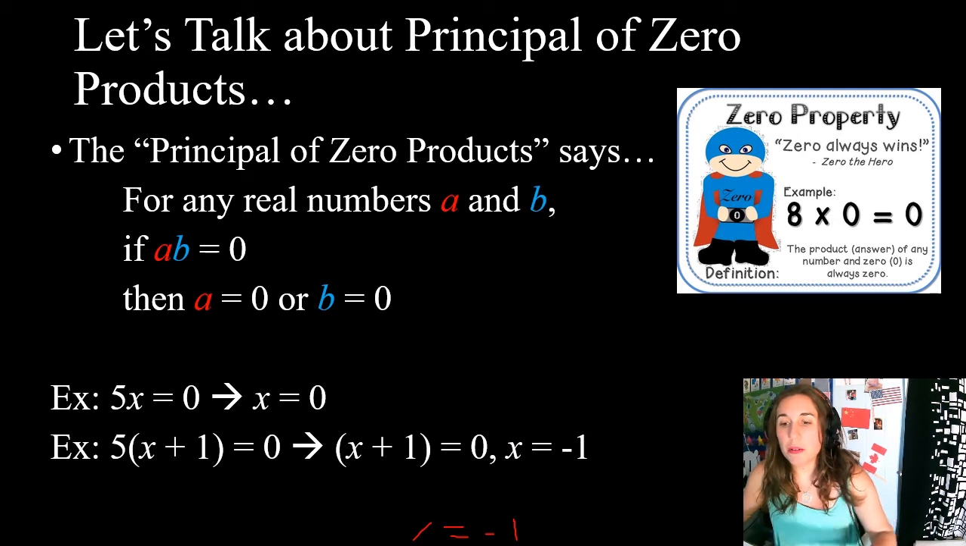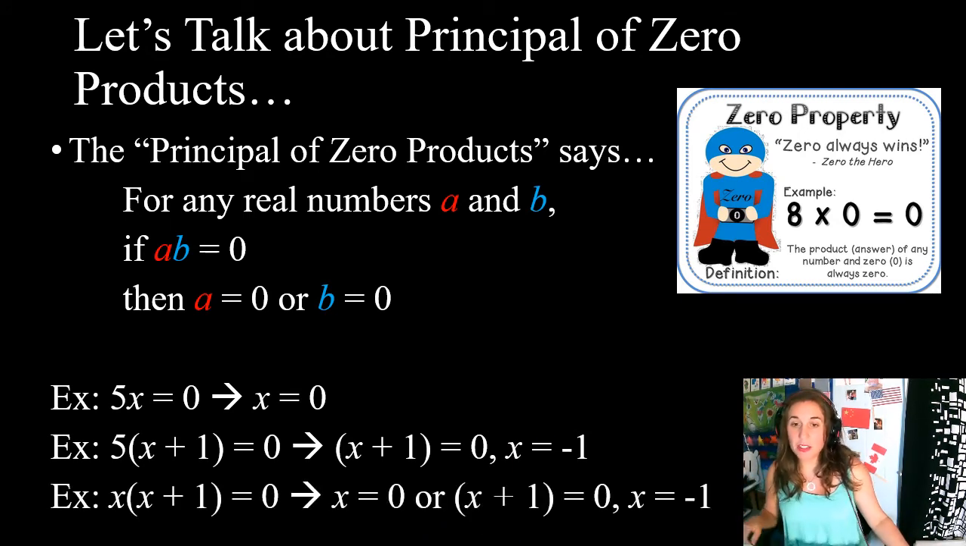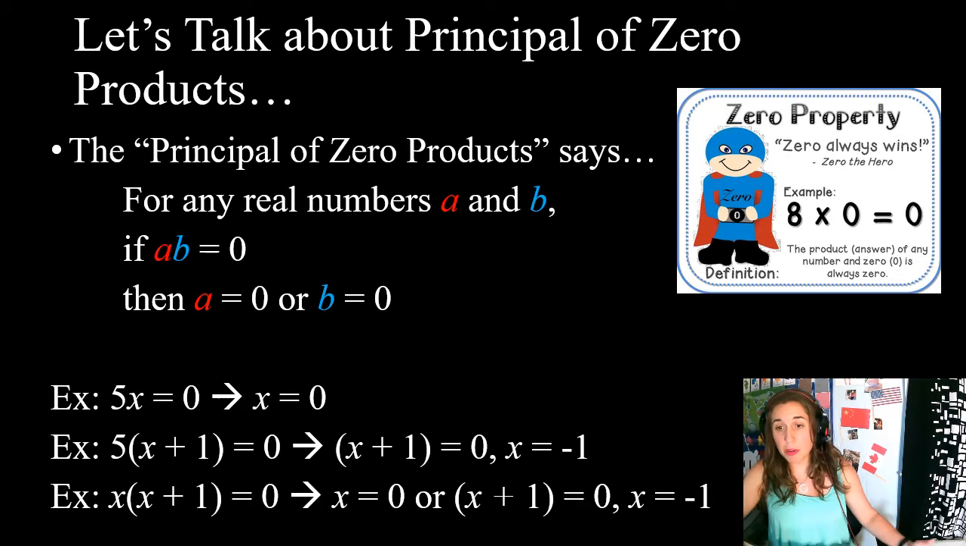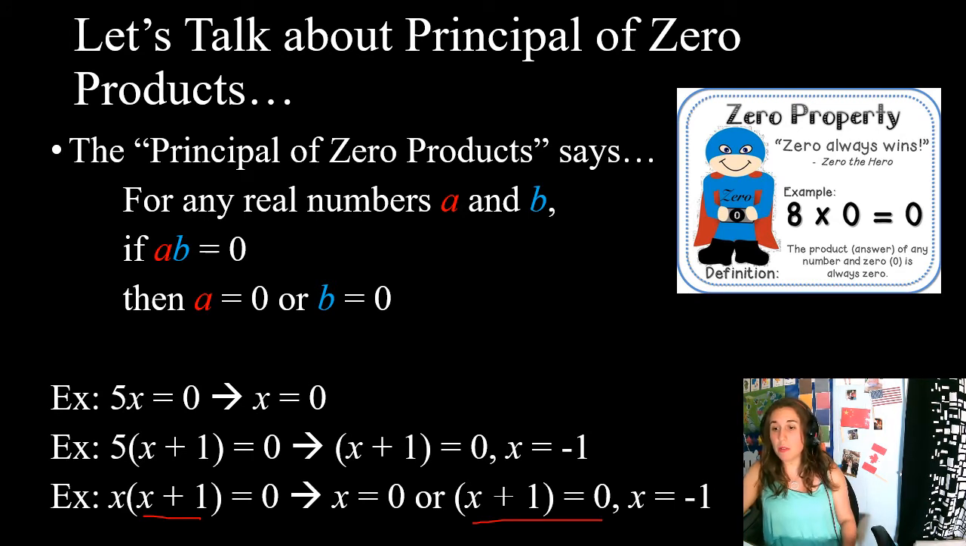So let's look at one more example. In this example, we have x times quantity x plus 1 equals 0. Again, by the principle of zero products, we have two factors being multiplied together. They equal 0. So one of those factors has to be 0. And here, since they're both unknown, we have two cases. The first case, x could be 0, right? That first factor could be 0, okay? Or the second case, quantity x plus 1, that second factor could be 0. And in that case, we already know what x would have to be. It would have to be -1, right? We figured that out up here.